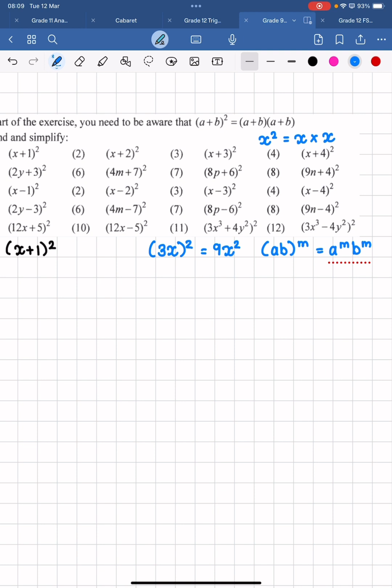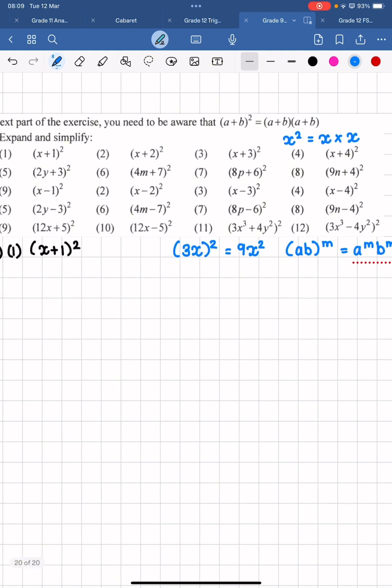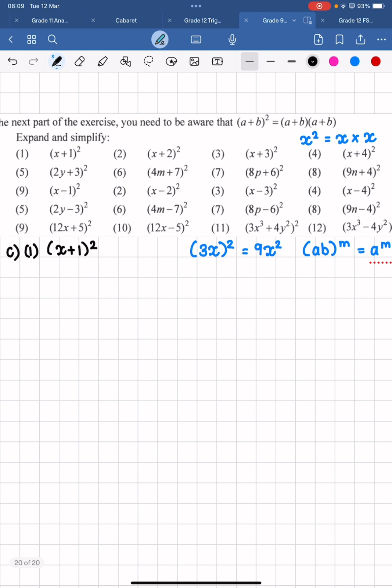1 term in the bracket, then we just square everything in the bracket. But when we have more than 1 term, we need to write it as the bracket multiplied by the same bracket. Okay, so that's what we're going to do here. We are going to say that this is equal to (x + 1) times (x + 1). That is what you do when you are squaring anything, right? You're multiplying it by itself. In this case, it's just a bracket that you're multiplying by itself.